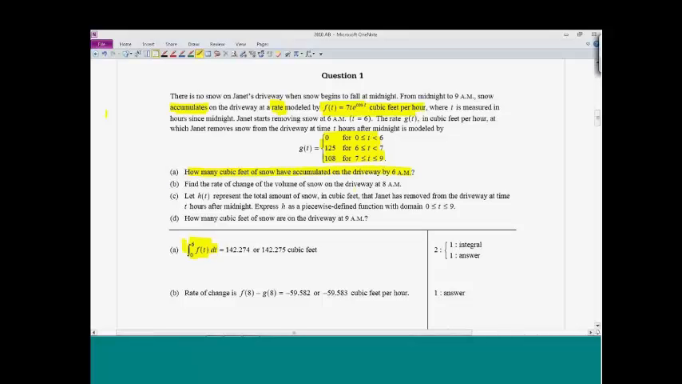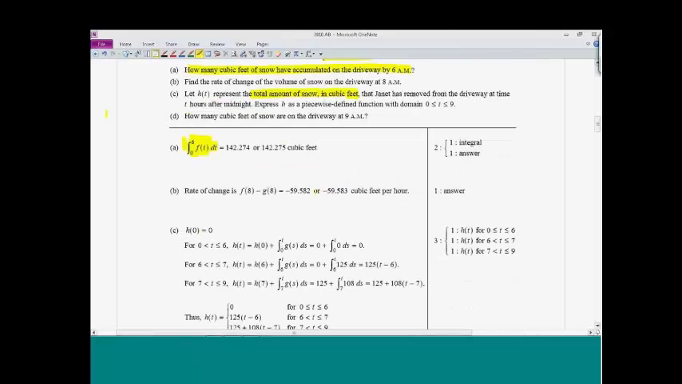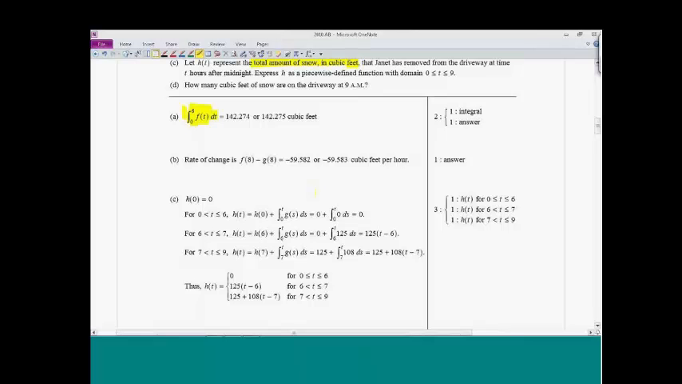In Part B, they asked about the rate of change, and then they came down to Part C and said, let H represent the total amount of snow in cubic feet in the driveway that Janet has removed from the driveway at time T hours after midnight, and express this as a piecewise defined function from 0 to 9. All right? This is where there are a lot of points, and there's 2 ways to do the problem. It's an easy enough problem, I think, to do just by figuring out what's going on. They want to know what happens from 0 to 9 in a piecewise function.